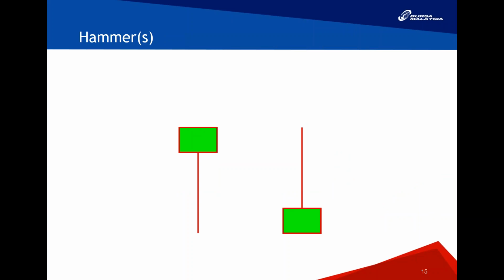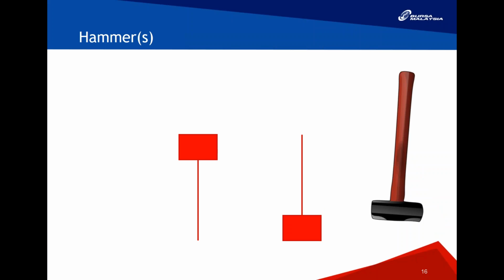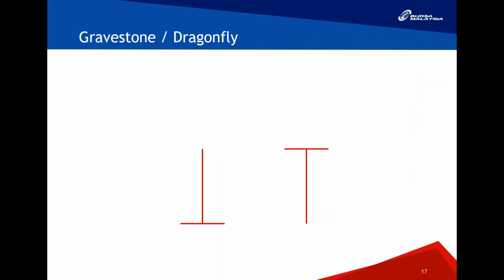For example, this is a hammer. It looks like a hammer, so that's why I call it a hammer. One is an upright hammer, the other is an inverted hammer. The green bar means the price closed higher than the previous day, and the red bar usually means it closed lower. If you read it in black and white, the black color is for the red bar. But please be reminded, if you look at software from China, red means go up and green means coming down, so it has a reverse meaning. Another type is the Gravestone.